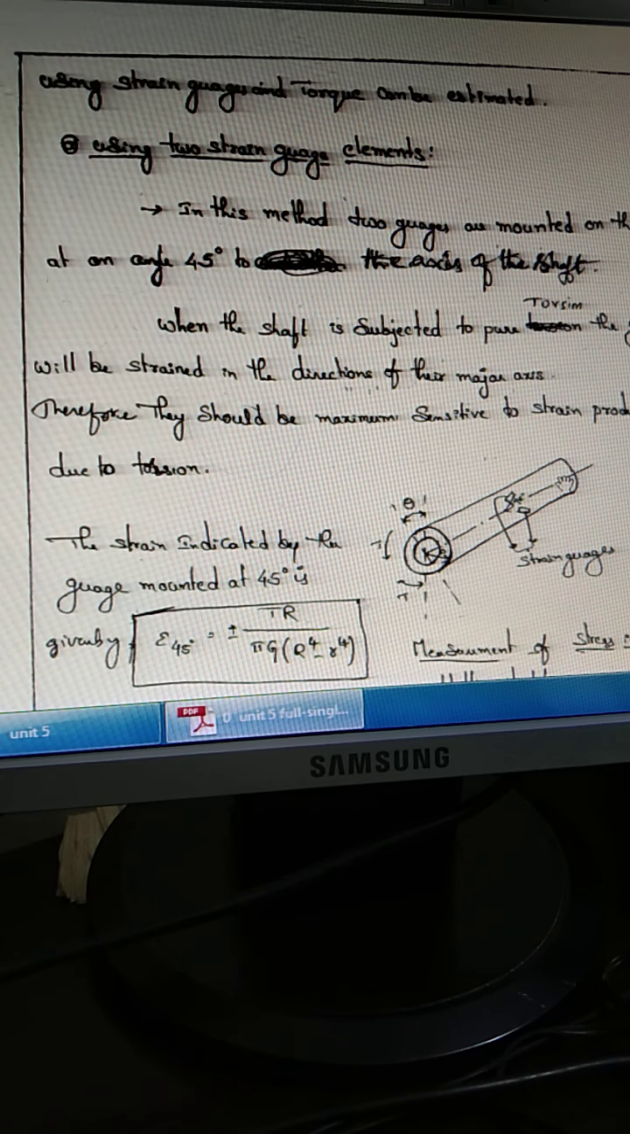Now, if torque is applied, strain will be developed in the shaft, and due to that strain, the resistance of the strain gauge elements changes. Because the resistance changes, the bridge will be unbalanced. By measuring the output voltage, we can estimate how much strain is developed, how much torque is applied on the shaft, and that strain can be given by this formula.